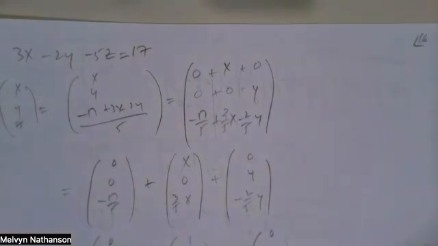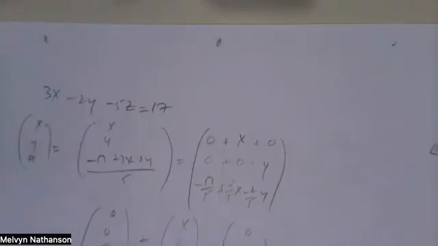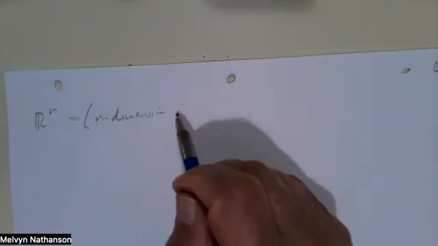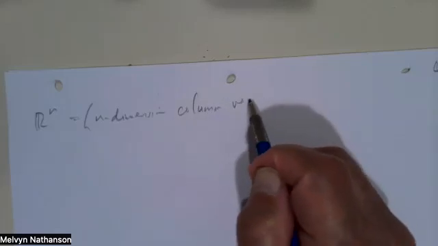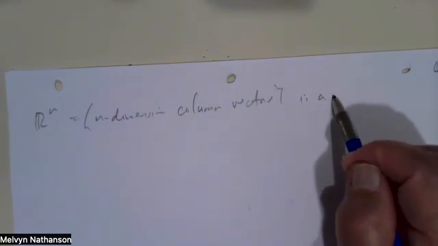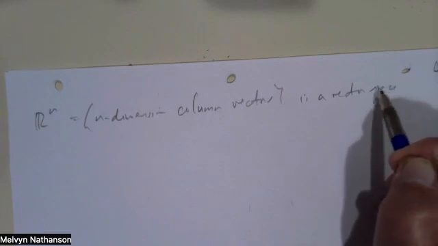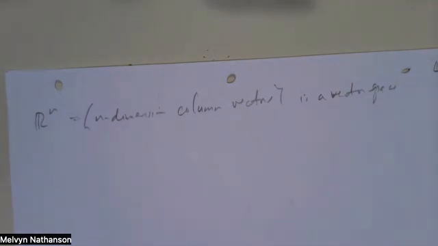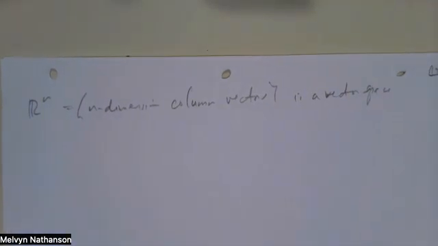Okay, so I'm going to say a little bit more about vectors in Rn. So Rn, which is the set of all n-dimensional column vectors with real coordinates, is an example of what is called a vector space. There are other vector spaces, but this is by far the most important and the one we spend most of our time studying in this course.